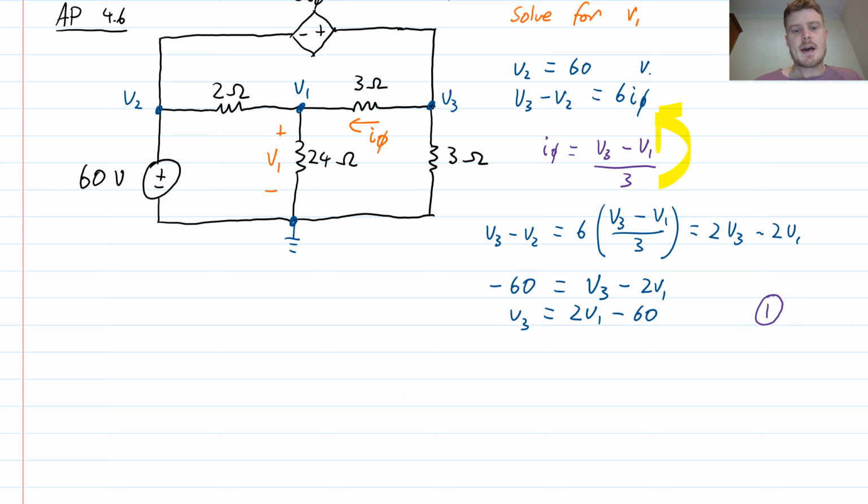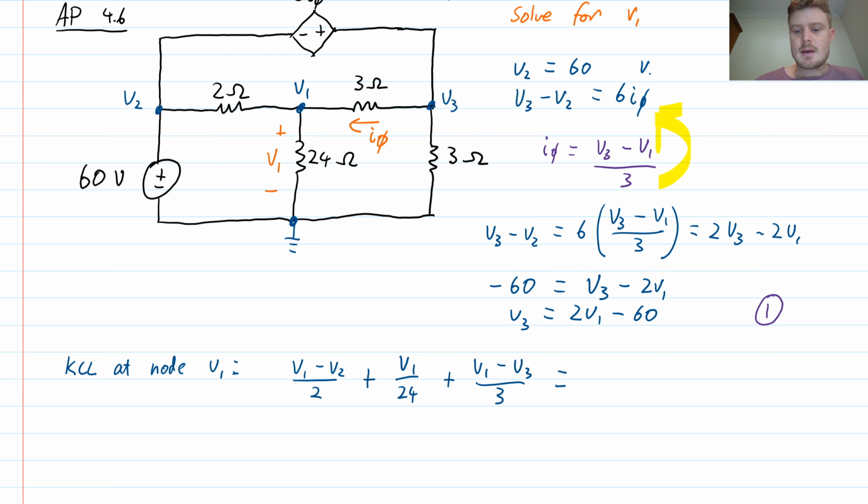The next thing that I'll do to analyze this circuit is write Kirchhoff's current law, KCL, at the node labeled V1. When I do that, here's the equation that I'll get. The current leaving along the left branch is V1 minus V2 divided by 2 ohms. The current leaving on that downward branch is simply V1 divided by 24. And the current leaving on the rightward branch is V1 minus V3 divided by 3 ohms. All of those currents must sum to 0.